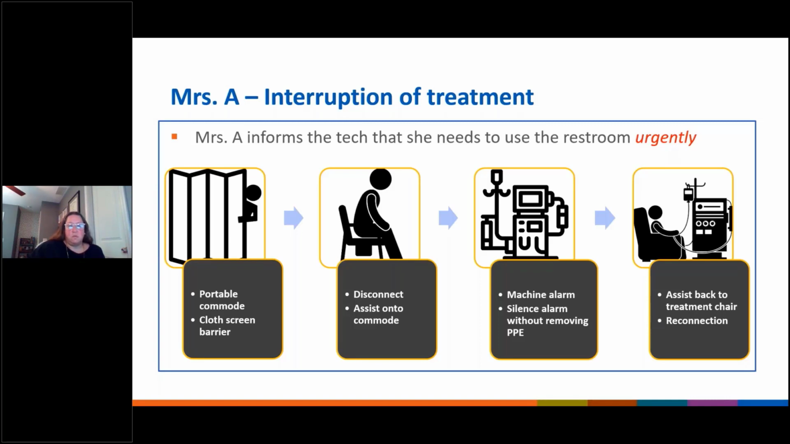Mrs. A has some trouble moving from the chair to the commode, so the technician assists her and helps her get settled on the commode. Just as Mrs. A is comfortable, a machine alarms at another station in the tech's treatment area.